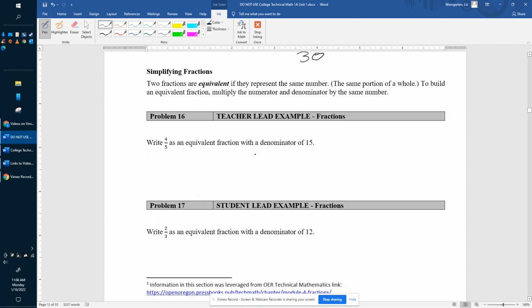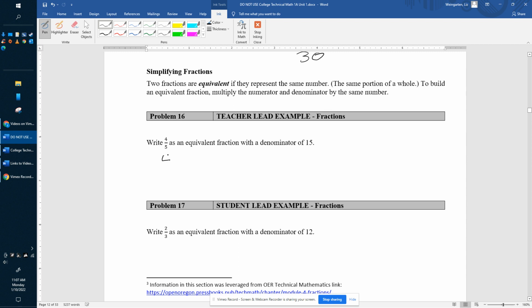So let's look at simplifying fractions. We'll start with equivalent fractions. 2 fractions are equivalent if they represent the same number. You might have a different numerator and denominator, but when it reduces down, it's still going to be the same number. So let's take a look at problem 16. Write 4/5 as an equivalent fraction with denominator 15.